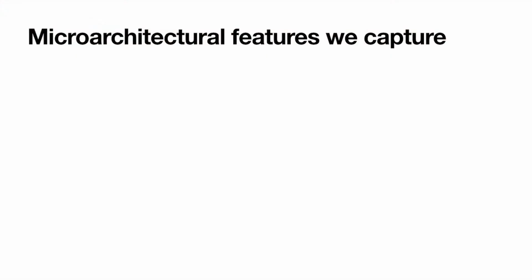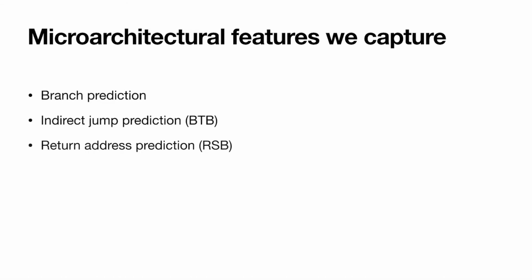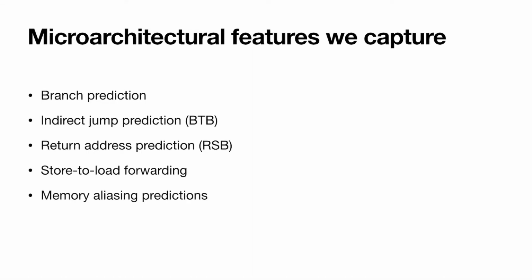Again, even though this program is sequentially constant time, we can show with our semantics that it's insecure under speculative execution. In this talk, I've only been focusing on branch prediction, but our full semantics captures a variety of prediction mechanisms. In addition, we also model fence instructions which block speculation and are used in many Spectre mitigations.